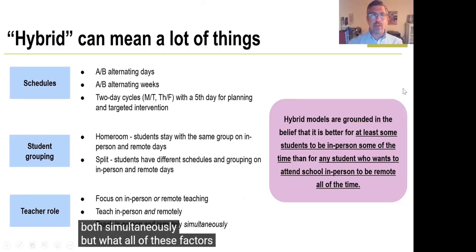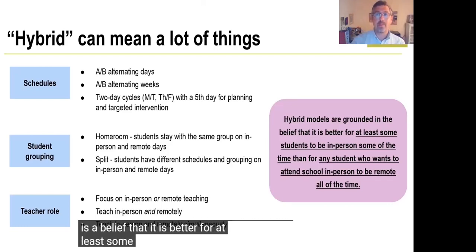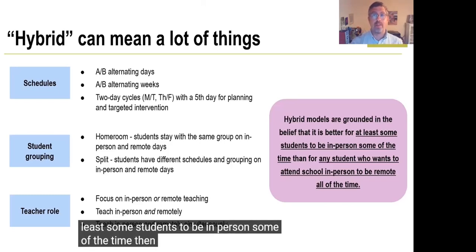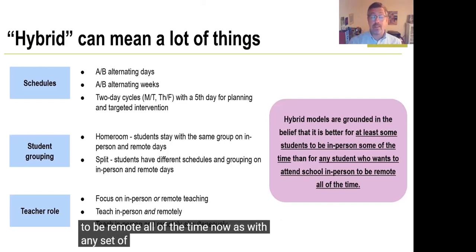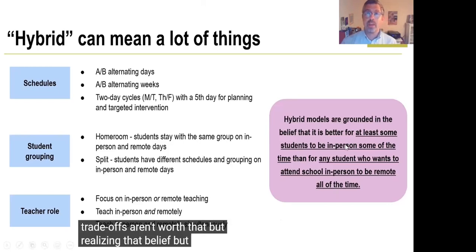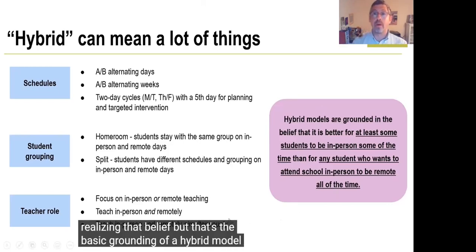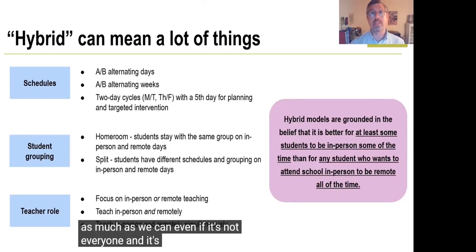But what all of these factors have in common, and all hybrid models have in common, is a belief that it is better for at least some students to be in person some of the time than for any student who wants to be in school in person to have to be remote all of the time. Now, as with any set of decisions, there are resource trade-offs involved. And so it is entirely possible that you and your system might determine that the trade-offs aren't worth realizing that belief. But that's the basic grounding of a hybrid model, is that we want kids to be in school, as many kids as much as we can, even if it's not everyone and it's not all the time.